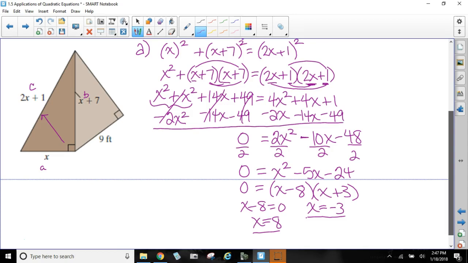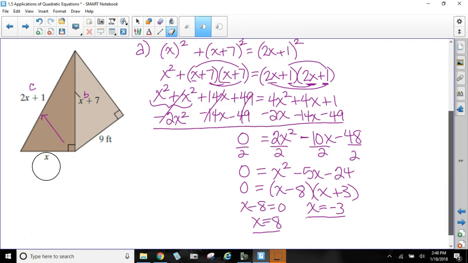Now, if we're talking about the length of a side of a triangle, would it make sense for this x value over here to be a negative 3? No way. I don't think so. All right? And so I'm going to take that possibility out. Let me go ahead and clean up the rest of this while I'm at it too. Okay? I'm going to cross out the solution to the quadratic equation of x equals negative 3 because it doesn't make sense for my application problem. The x equals 8 actually makes sense for my application problem.